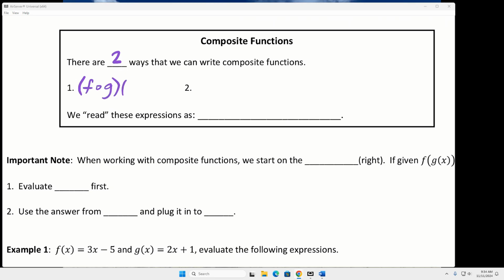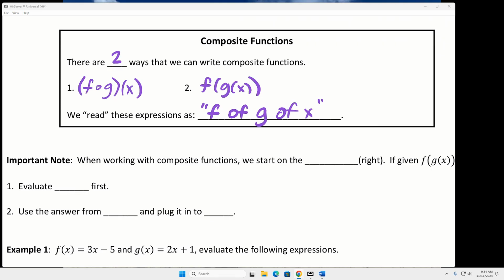So you have that little circle. I drew it kind of big. It's actually a little smaller than that. And then the other one makes way more sense, but you put the g of x inside the parentheses. But both of these expressions are read as f of g of x, which means you're going to take whatever g is, that whole expression of g, and put it in for x in the f function.